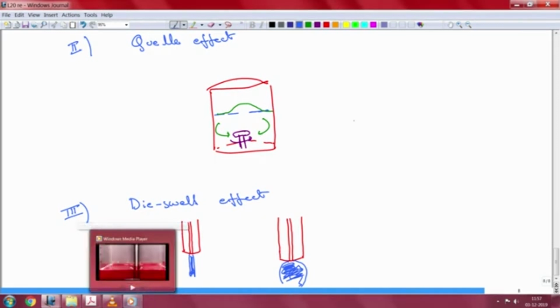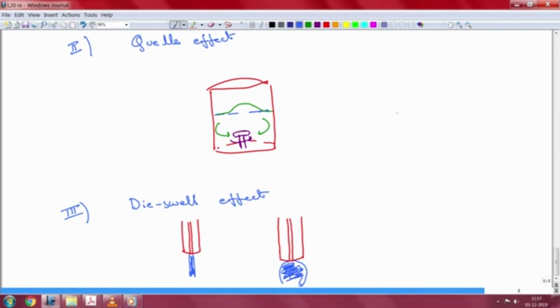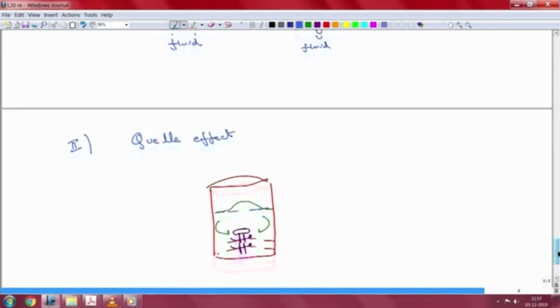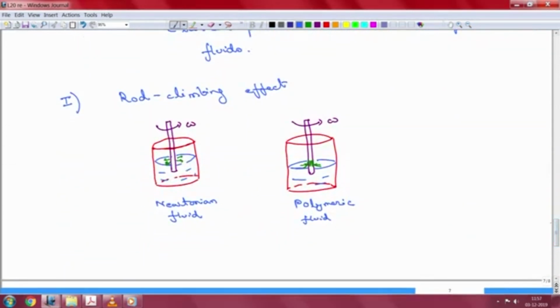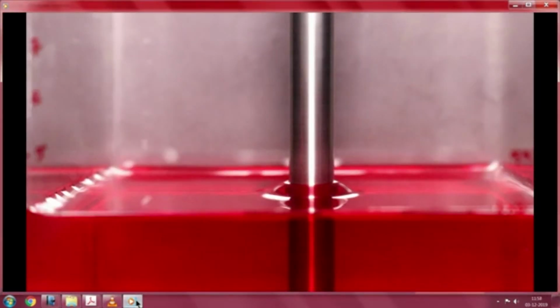So, going back to the rod climbing effect, as I said, people from our lab, Nitin, Naveen and Udita, did an experiment, and what you have here is a rod that is partially immersed. This is a rectangular beaker, and you have a polymeric fluid here.